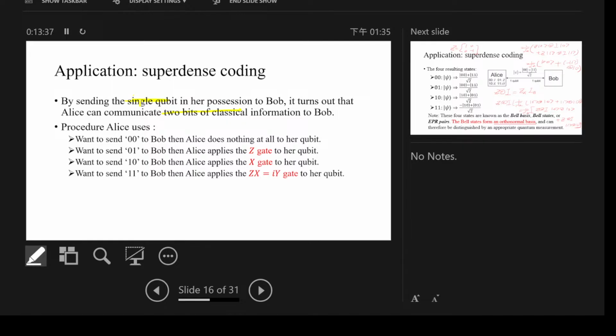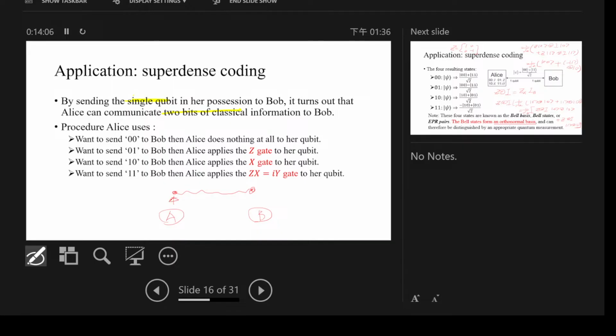And what Alice does is, well, there are 2 classical bits she wants to send, so it can be 0,0, 0,1, 1,0, or 1,1. And what she does is she just does something on this pre-shared pair. Okay. So remember, Alice and Bob share an entangled pair, and Alice will do something here.